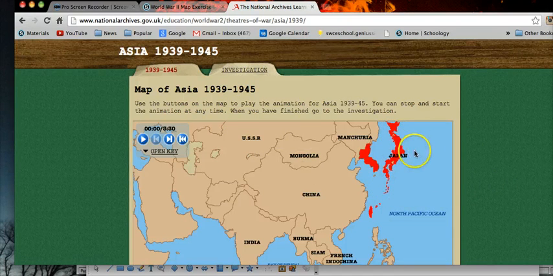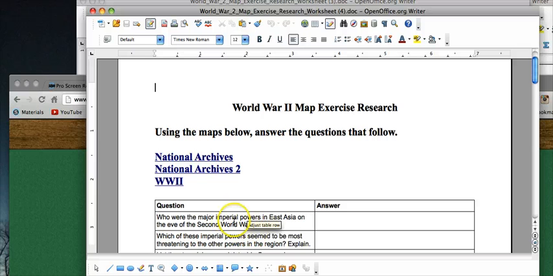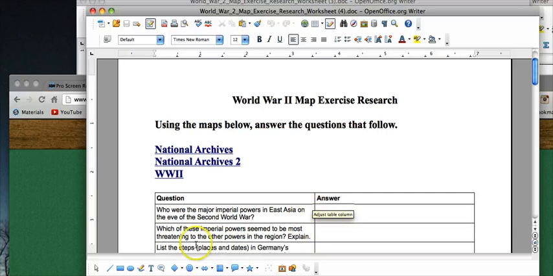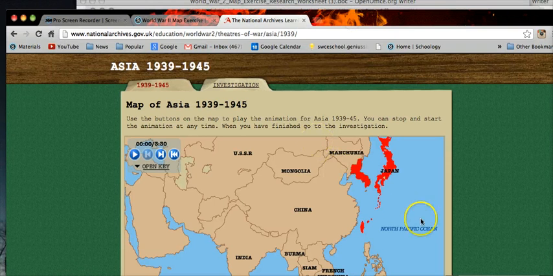It will talk about why Japan was such a threat at this time, because you're answering the question, who are the major imperial powers on the eve of the Second World War? And that's the first branch. Which of these imperial powers seem to be the most threatening to the other powers in the region? Explain. It's going to be Japan. And it's going to be Japan up here, and Japan again, and then you need to explain why there was such a threat to the powers in the region. You could learn about that by playing this narration. It will talk about why Japan was such a threat in the area.